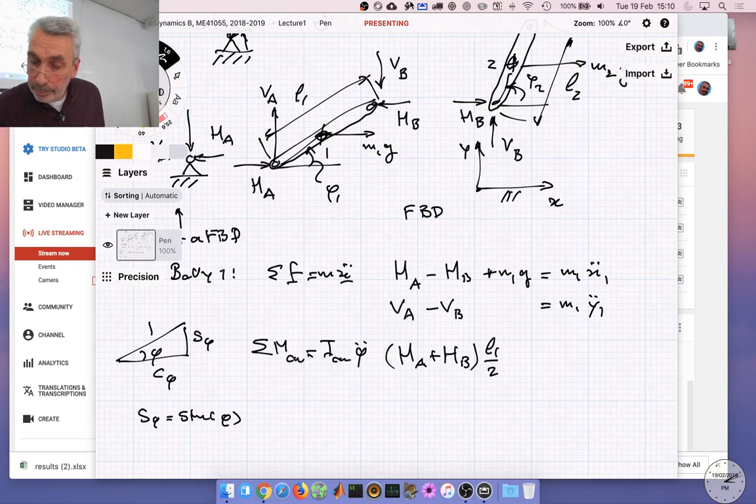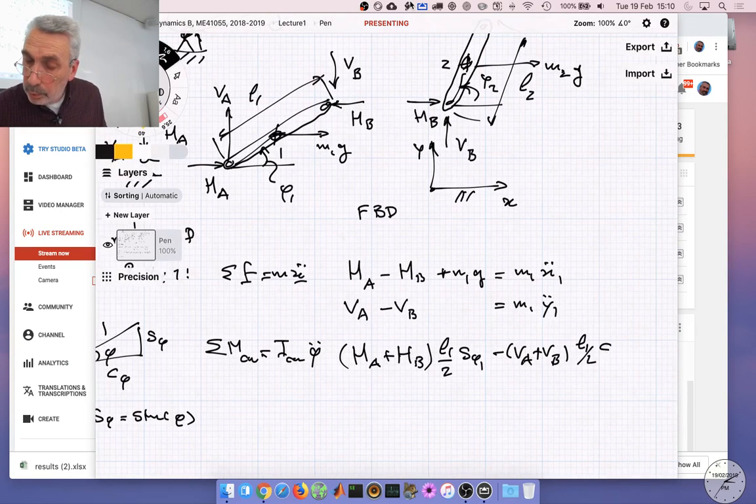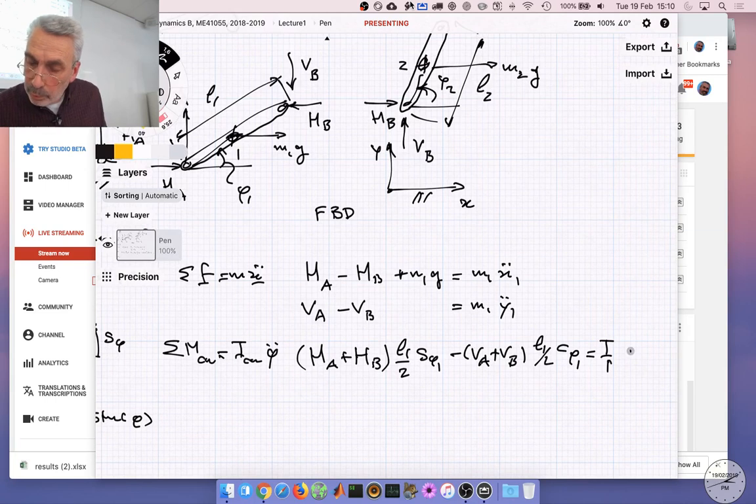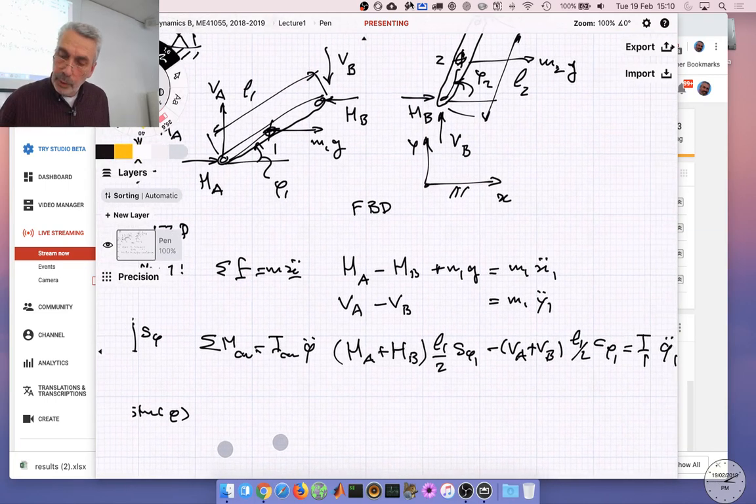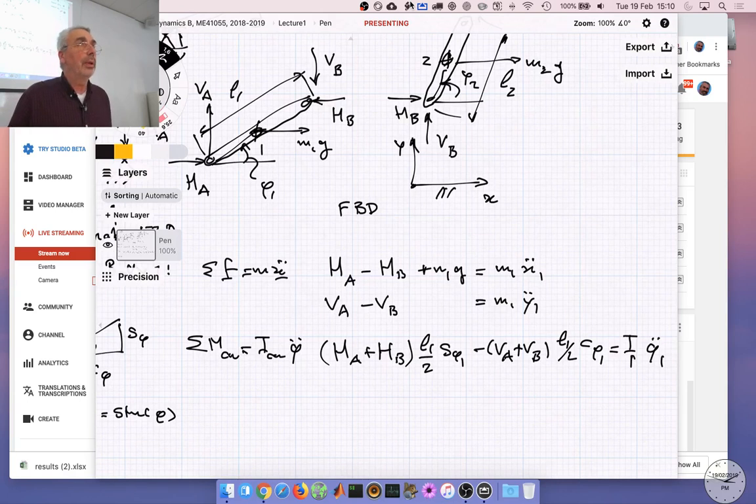So what was this? This is the sine, sine phi 1. And then we have again for the vertical, they go with the clock, both. So we have, no, this was, oh yeah, so that's a minus, right? VA, accounting is difficult. L1 over 2, and then it's cosine phi 1, and that's I1 times phi double dot 1, right? So that is the Euler part for the, so we have the 3 equations of motion now for the body 1.